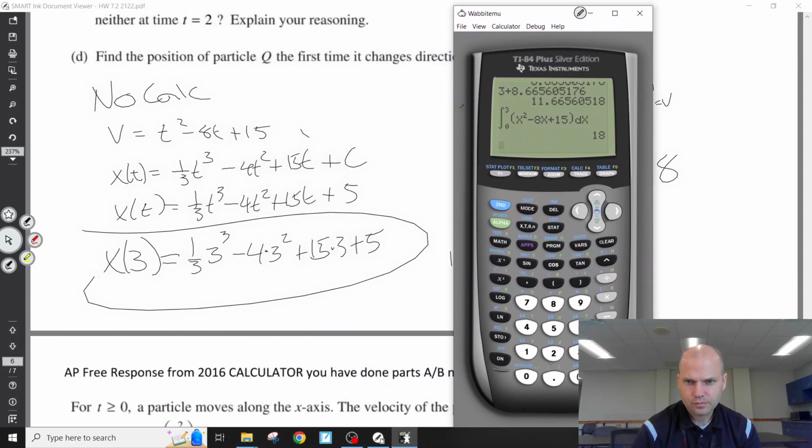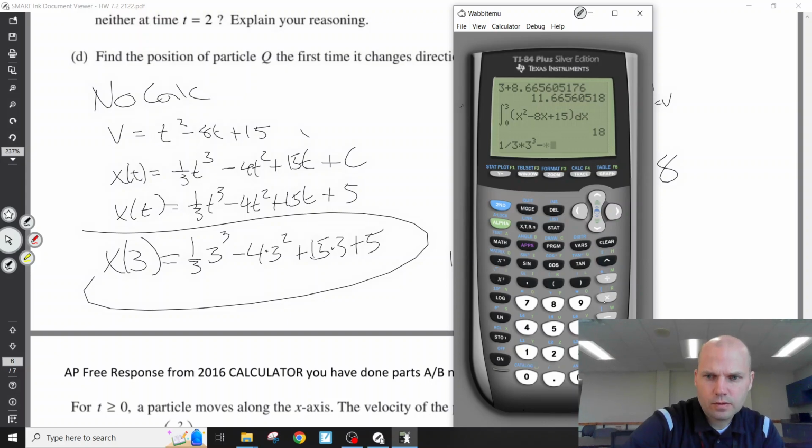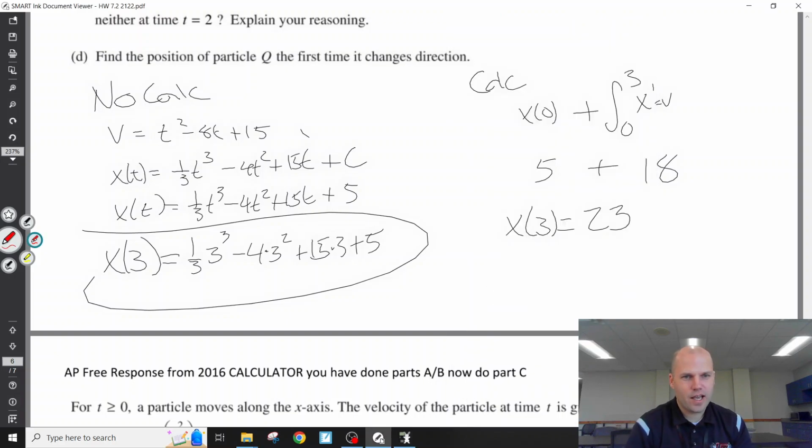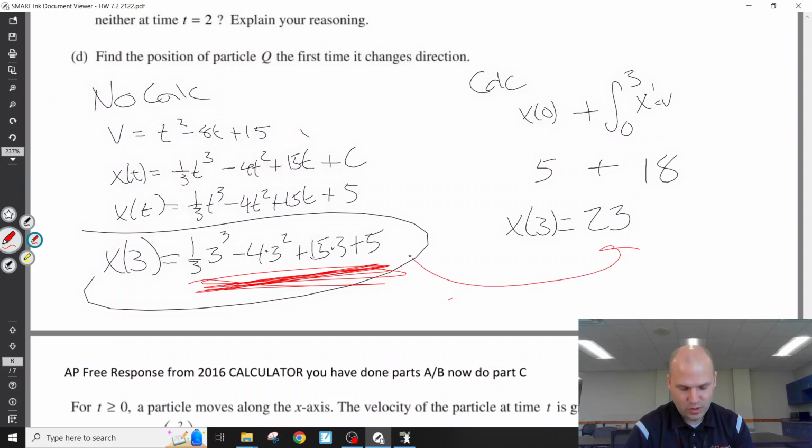One third times 3 cubed minus 4 times 3 squared plus 15 times 3 plus 5. Oh my gosh! Oh my god! That number, which is sufficient on free response, is 23.